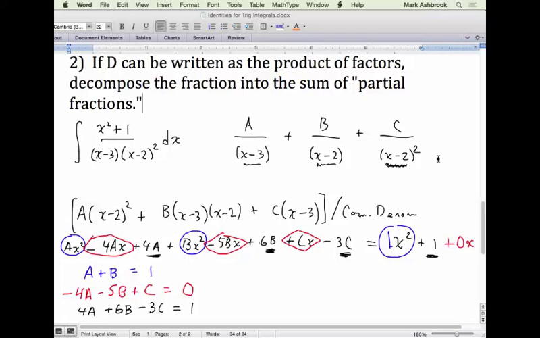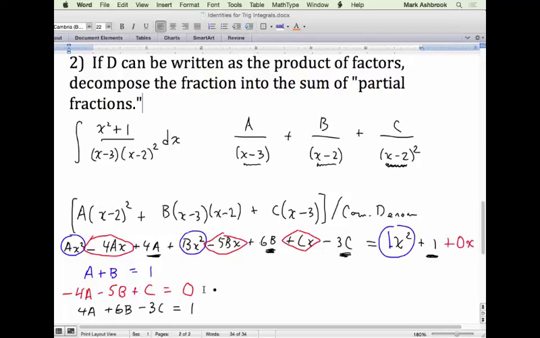Other questions? Okay, so here's what I see. I've already got C eliminated here, so I'm going to eliminate C from these two. When I eliminate C, I'll have another equation of A and B, and I can combine it with this one. I'll have 2 equations, 2 variables.